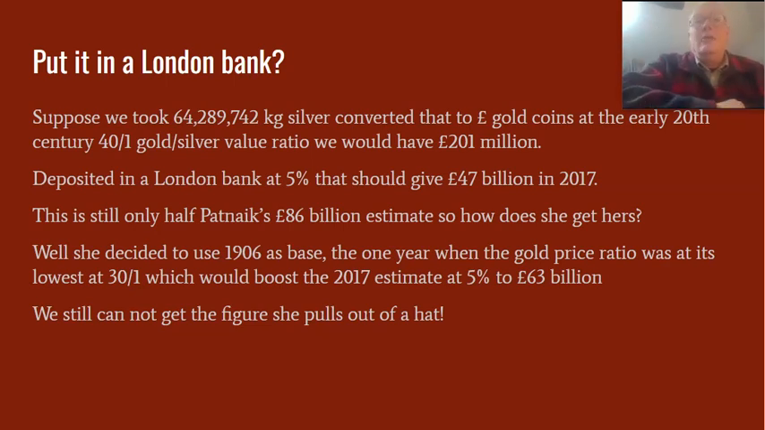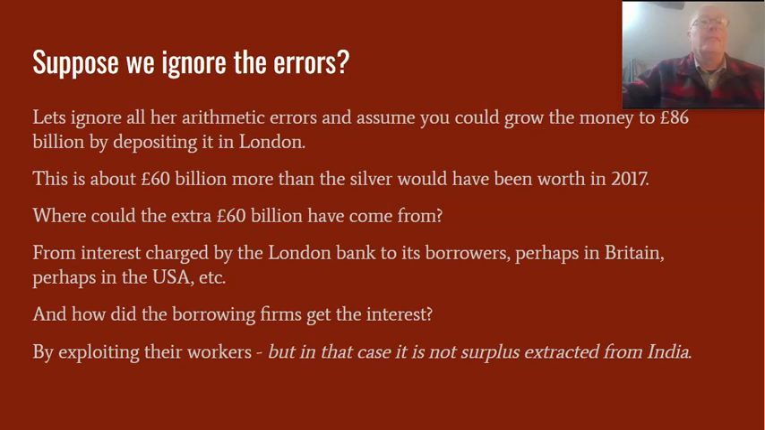By taking 1906 as a base year, she took the one year when the gold price ratio was at its lowest, 30 to 1, which would boost her 2017 estimate. But it still only boosts it to 16 billion. And I've been unable to work out how on earth she gets her 86 billion figure. Suppose we ignore these errors in exchange rates, etc. And suppose you could deposit sufficient money in a London bank for it to grow to 86 billion over that period. And this is about 60 billion more than the silver would have been worth if it had been just stored underground and dug up again.